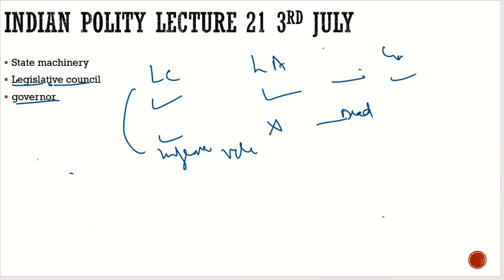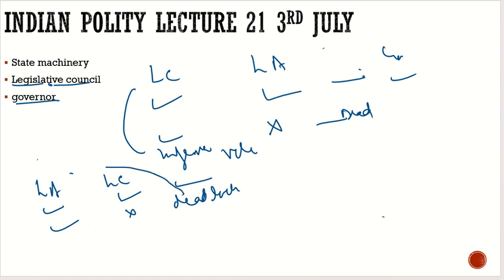Now let's reverse the condition. Suppose the bill is originating in the legislative assembly, and then we have the legislative council. First case, the legislative assembly passes, the legislative council passes, it goes for the governor's assent and passes. Second, the legislative assembly passes, the legislative council says no, it will go to the deadlock. In the deadlock, they will have to send it back to the legislative assembly, either with amendments, and the legislative council will cite the reason why they are refusing to pass it.